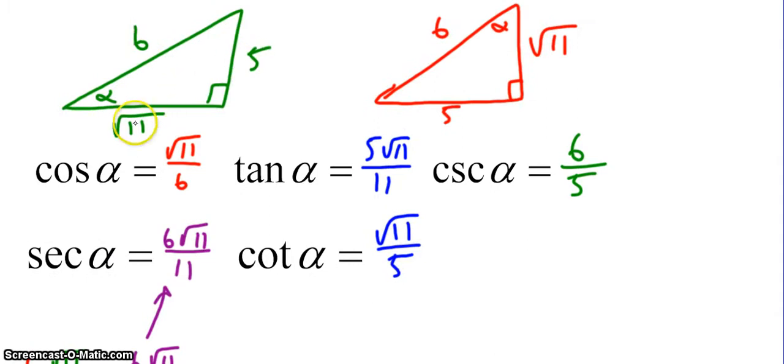Tangent is opposite over adjacent, so it's 5 over root 11, but when I rationalize it becomes 5 root 11 over 11. Cotangent is the reciprocal, adjacent over opposite. And cosecant of alpha is the reciprocal of sine, so it is 6 over 5.